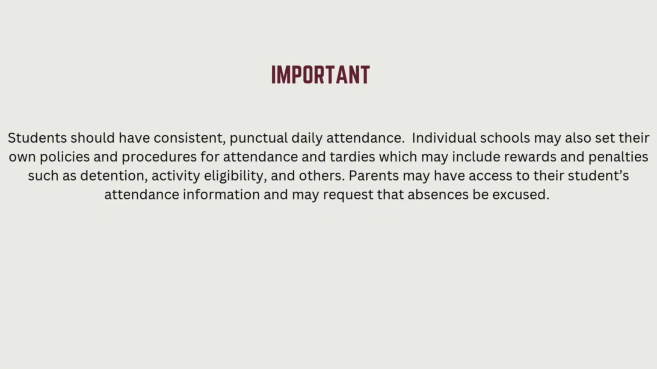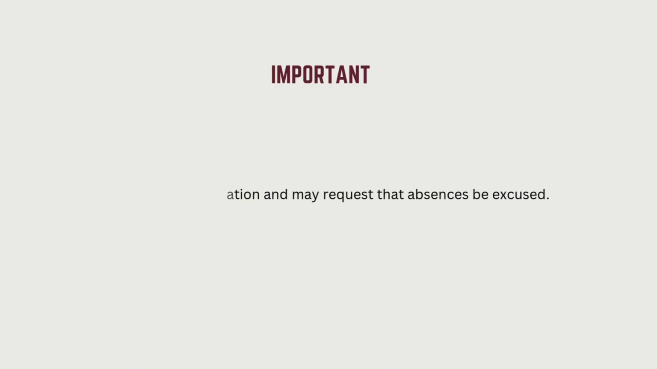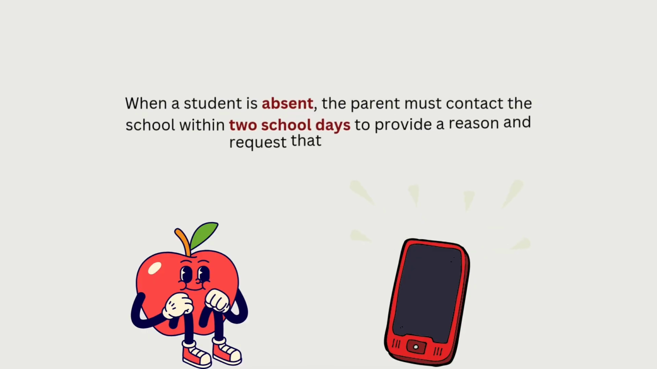Parents may have access to their students' attendance information and may request that absences be excused. When a student is absent, the parent must contact the school within 2 school days to provide a reason and request that it be excused. Only the school administration or a designated secretary determines whether the absence is excused.